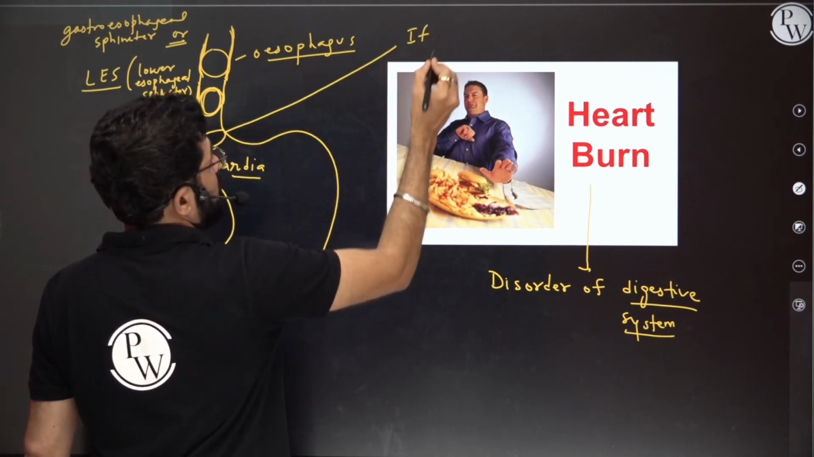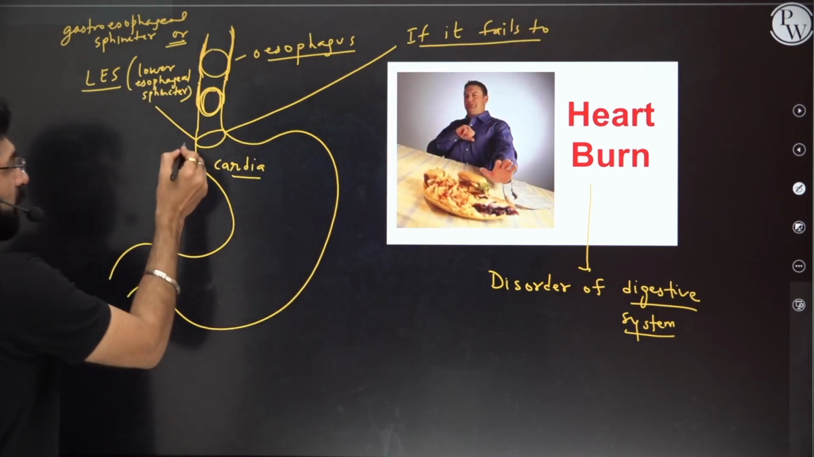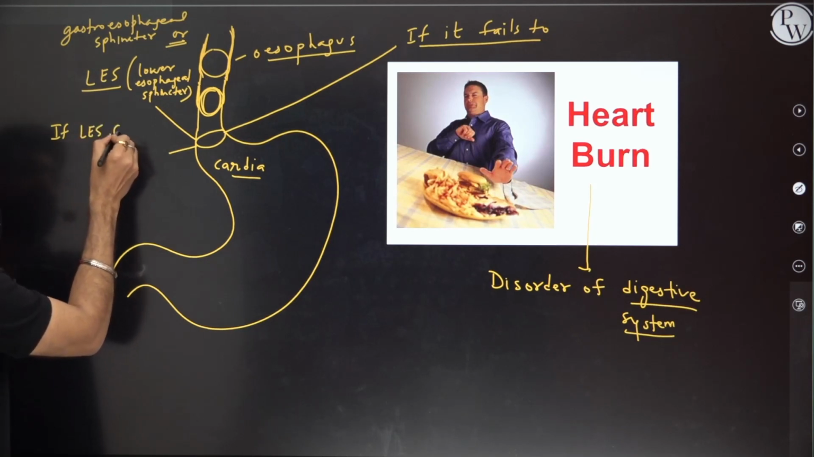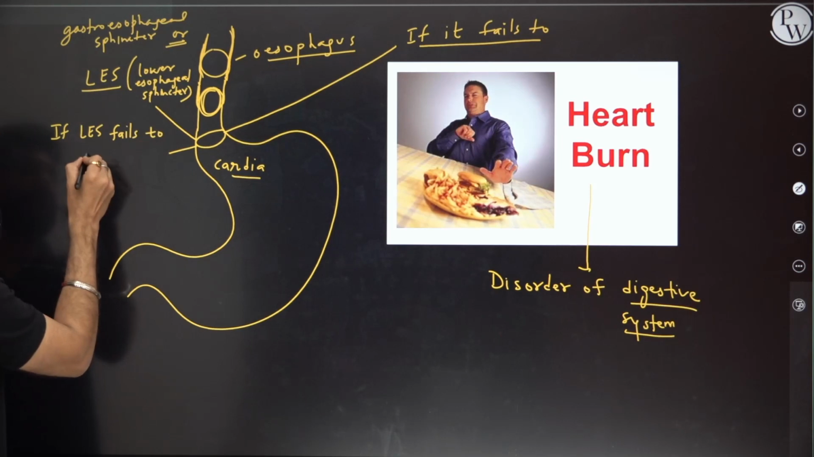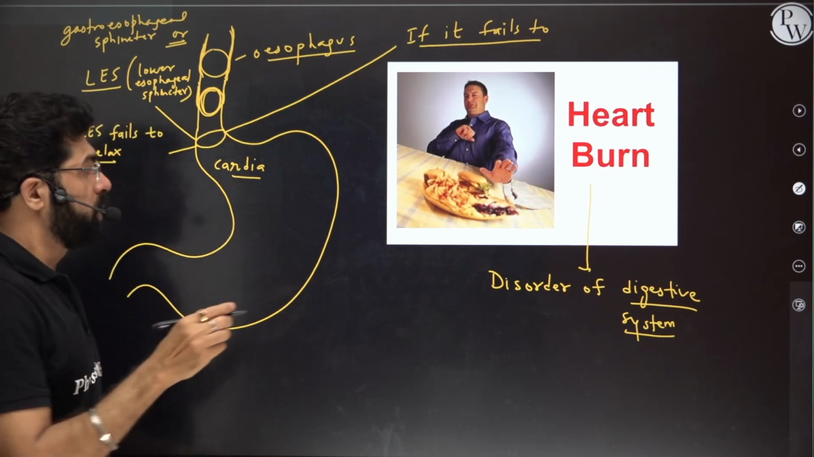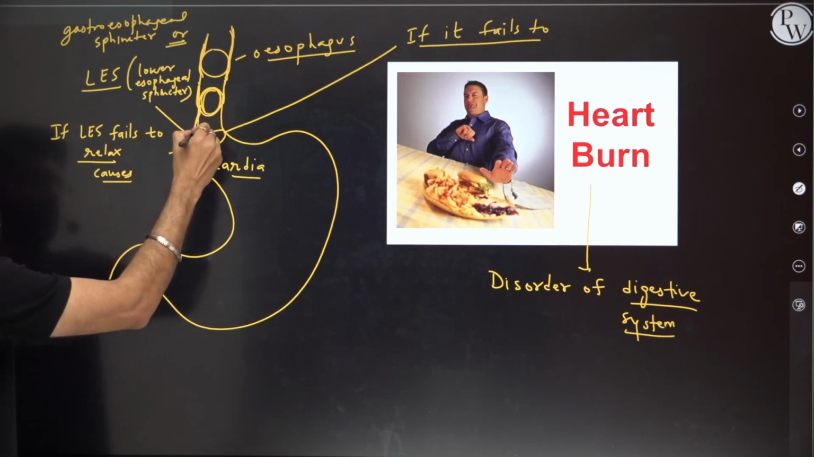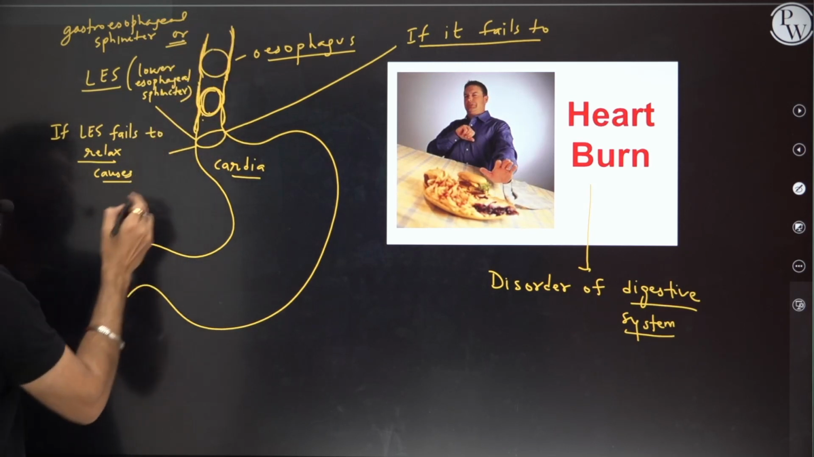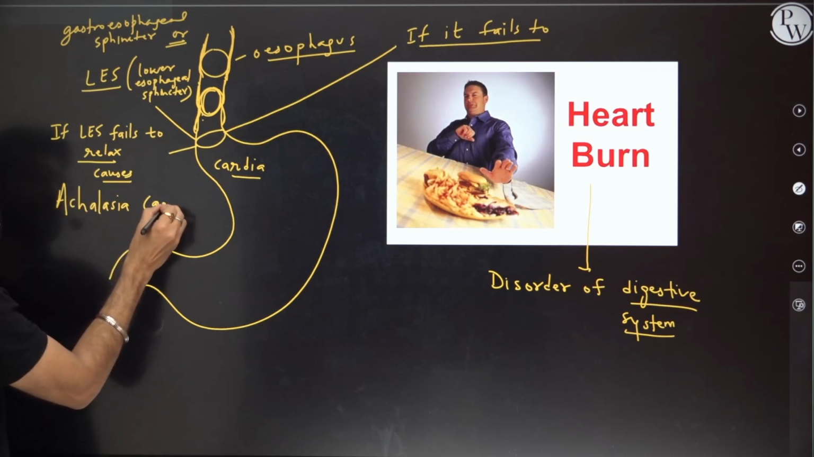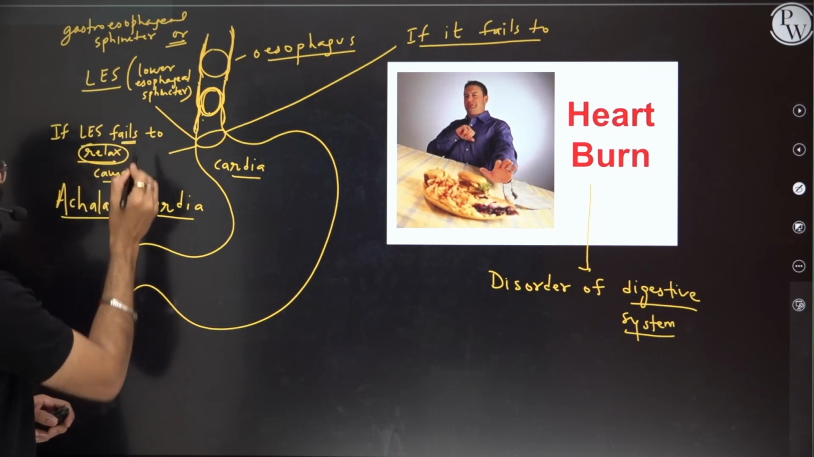If it fails, we'll talk about two conditions. If the LES fails to relax, suppose it doesn't relax properly, will the food go inside? No. The food will get accumulated for a long time here, and it will cause some halitosis, and it will cause a disease called achalasia cardia. Achalasia cardia is a disease caused when this fails to relax. You understood? Fails to relax.